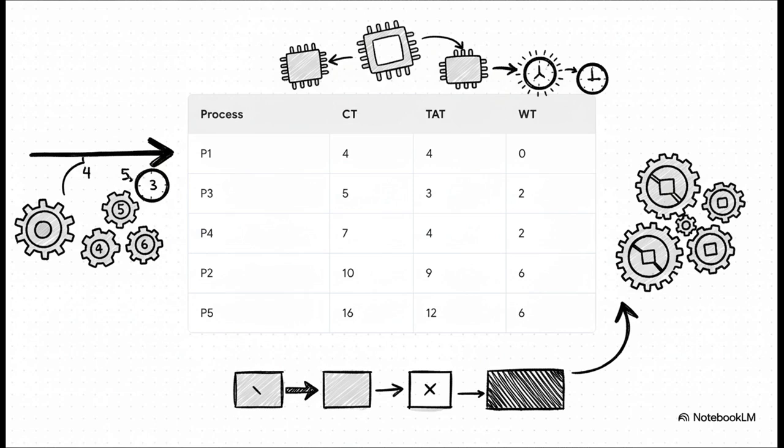Great. Now it's time 5. Who's left in the queue? P2, P4, and P5. Their burst times are 3, 2, and 6. The shortest is P4, so it runs for 2 units from 5 to 7. Now we're choosing between P2 and P5. P2's burst of 3 is shorter, so it runs next, finishing at time 10, and that just leaves P5, which runs last, completing everything at time 16.